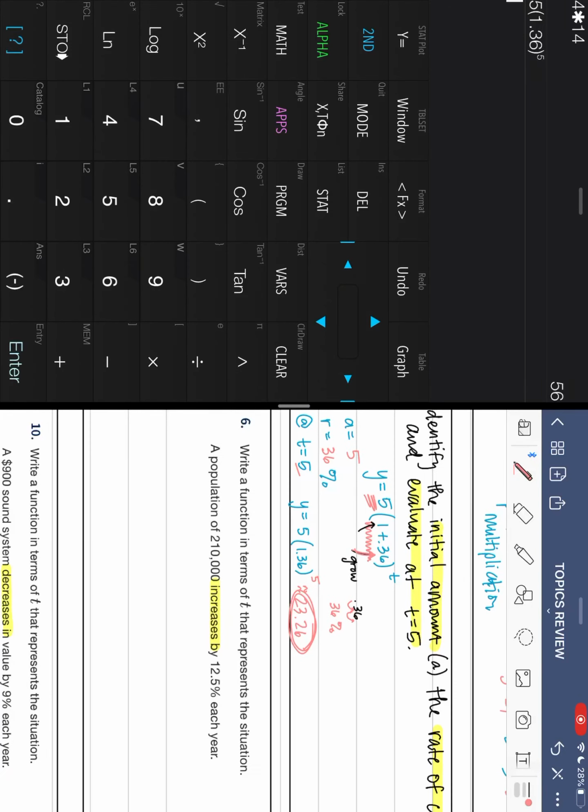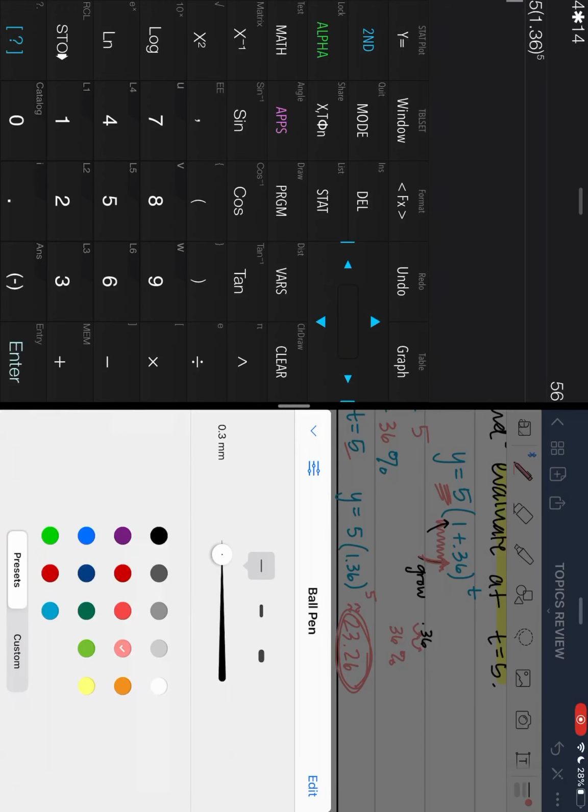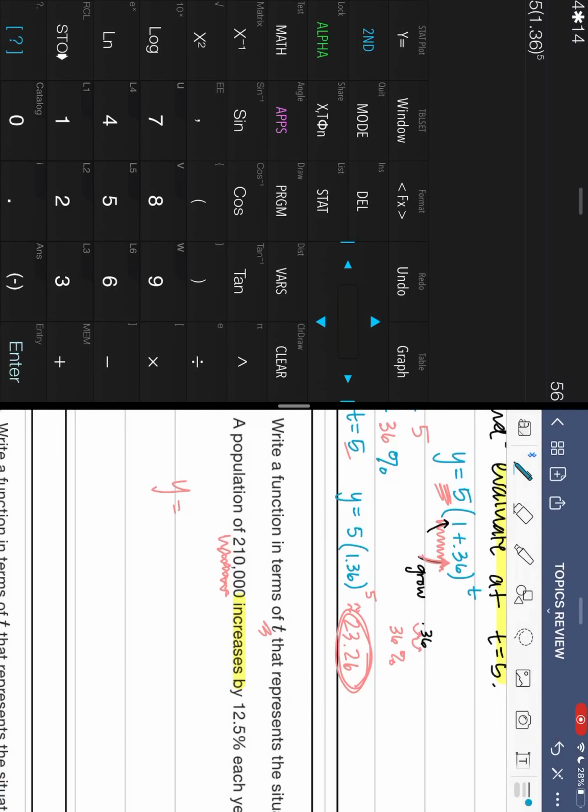It says write a function in terms of t, so that means that our variable is going to be t, that represents the situation. A population of 210,000 increases by 12.5% each year. We're trying to write a function. So we're going to write y equals, the initial amount. So we started with 210,000 people.